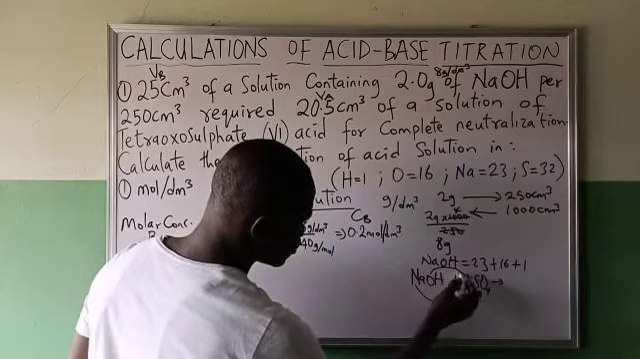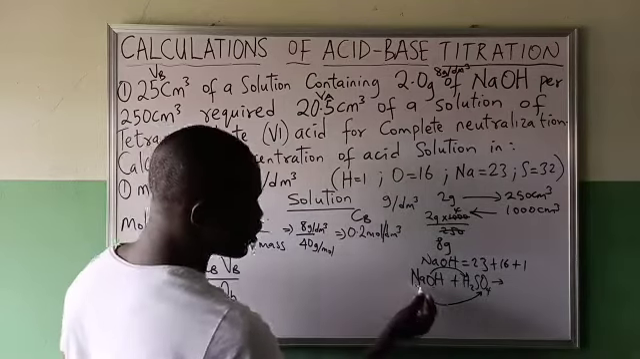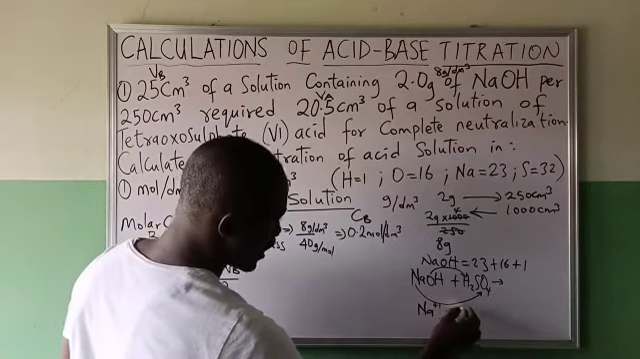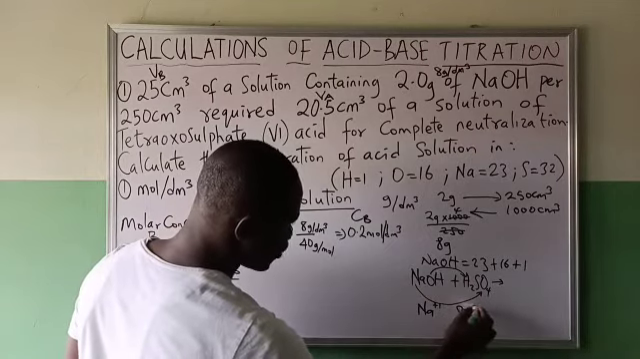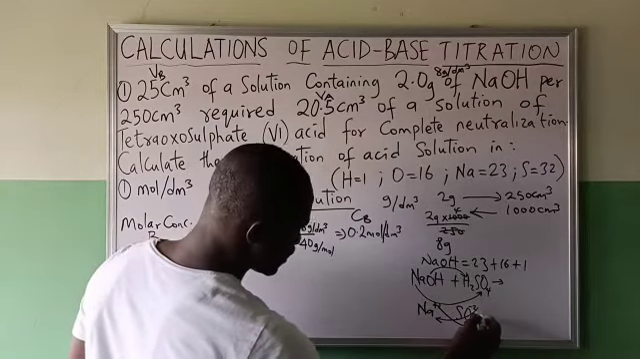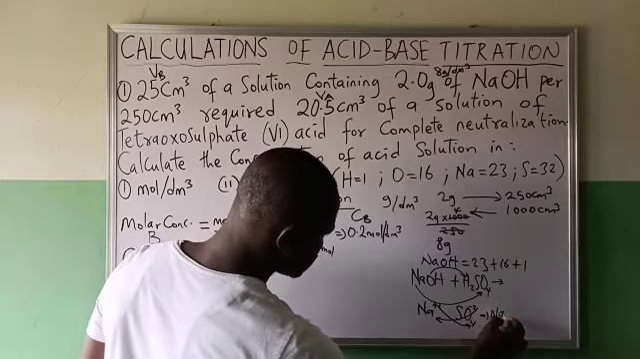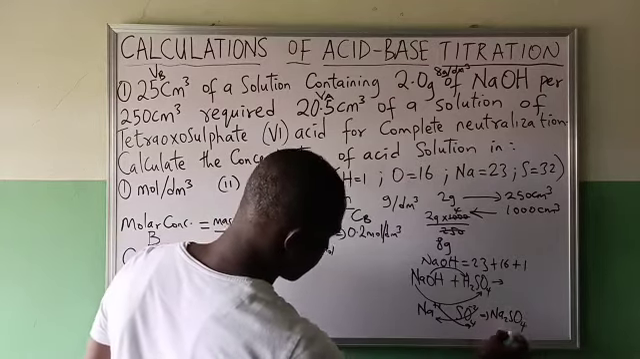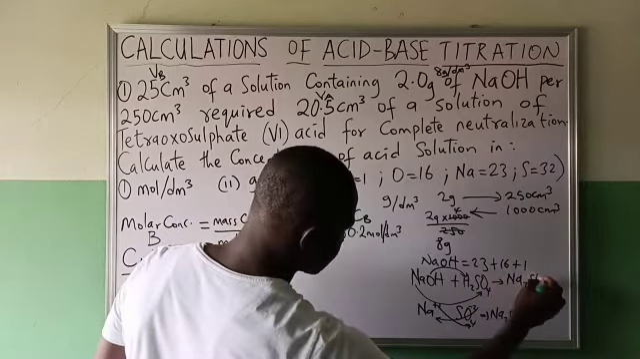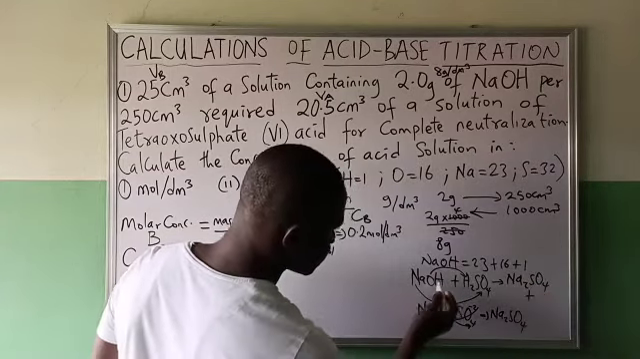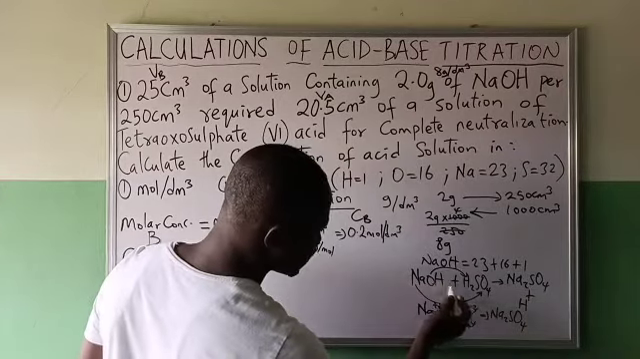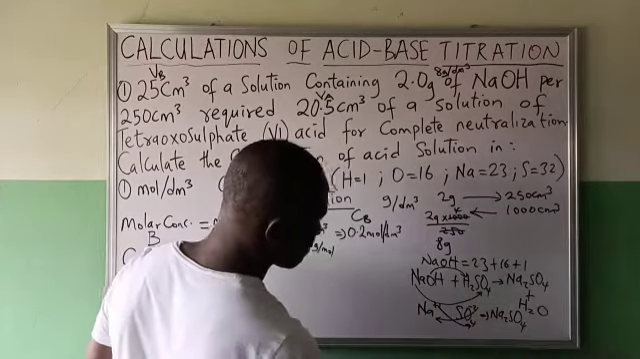Why this will go to this? That means sodium going with sulfate. Sodium is +1 and sulfate is what? -2. -2 will come down here. This will go down here. That will be giving you Na2SO4. So we have Na2SO4 plus this water will be giving you hydrogen with OH will be giving you water.